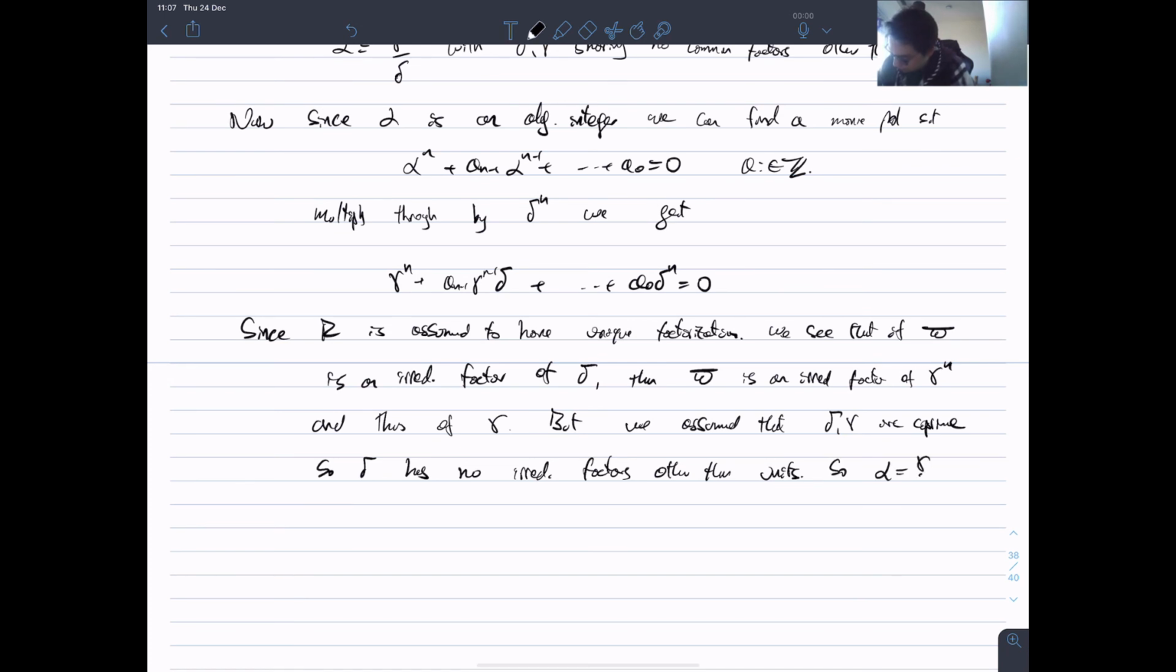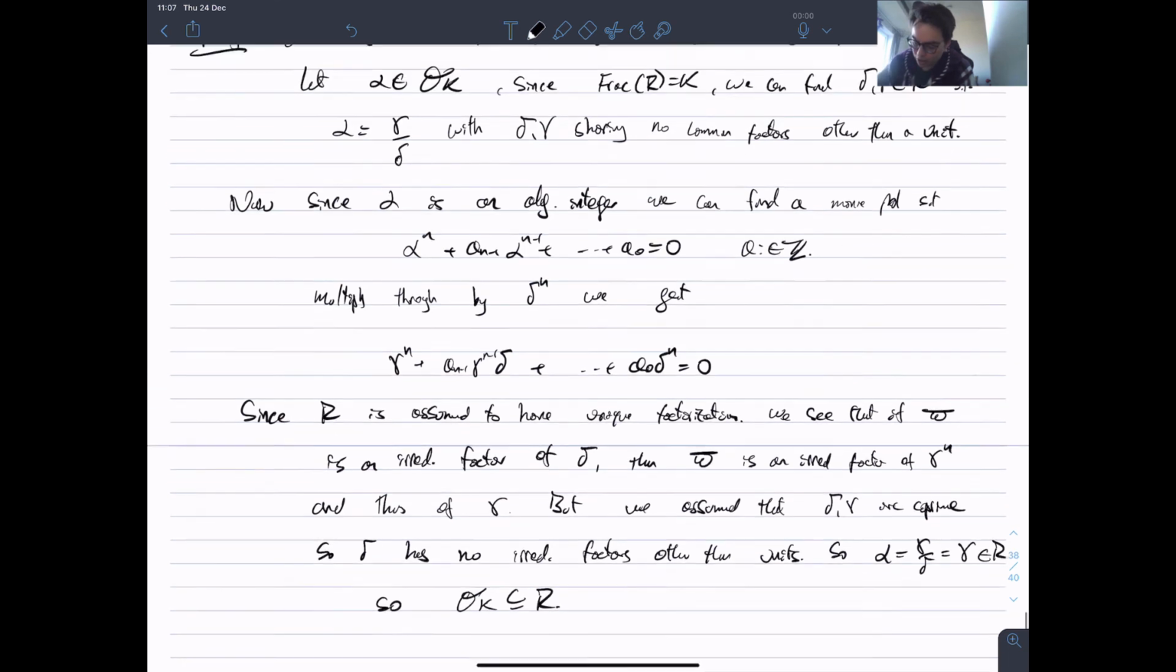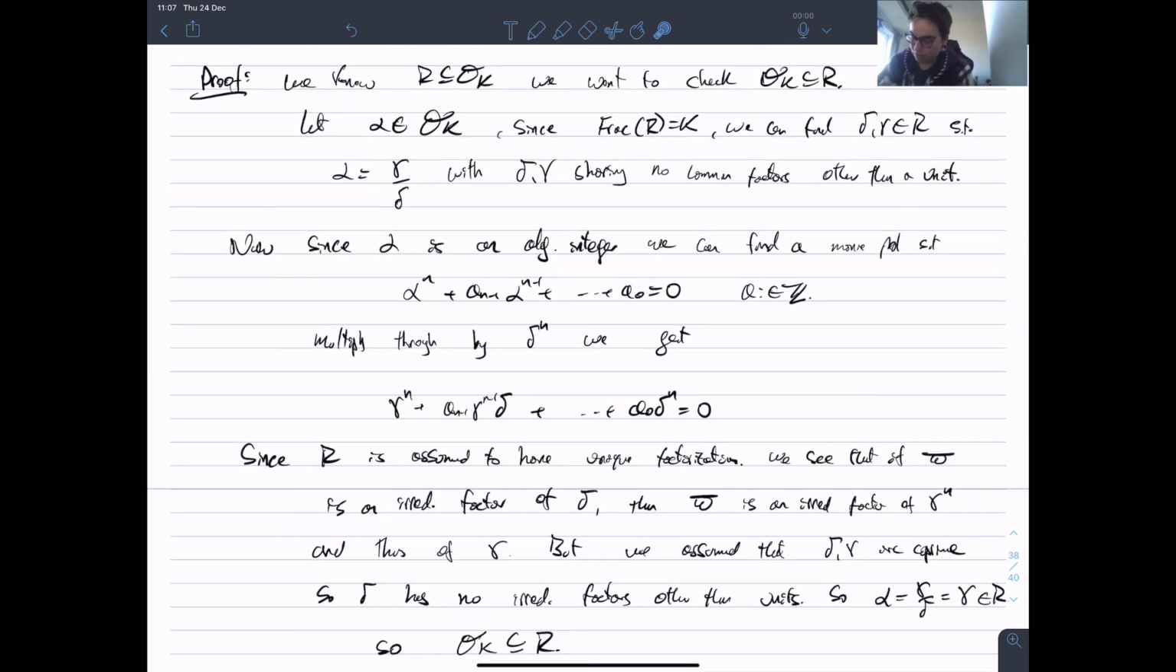So alpha, which was gamma over delta, is just gamma, which was an element of R. So OK is contained inside of R. Let's highlight what I did. We knew that R was contained in OK by assumption. So we need to do this with the reverse inclusion. I take an element of OK, and I want to prove that it has to be inside of R. This is what this line proves.